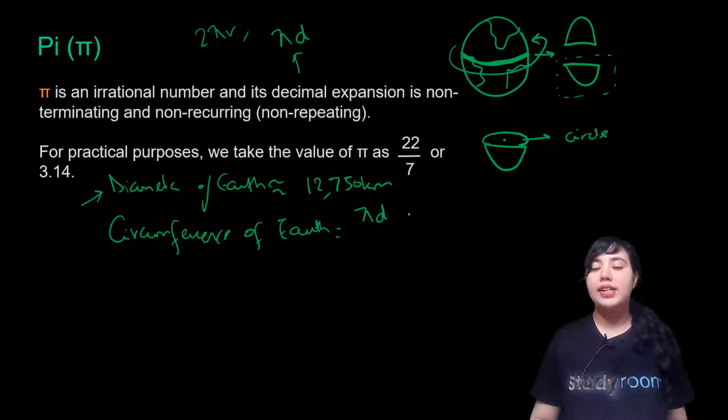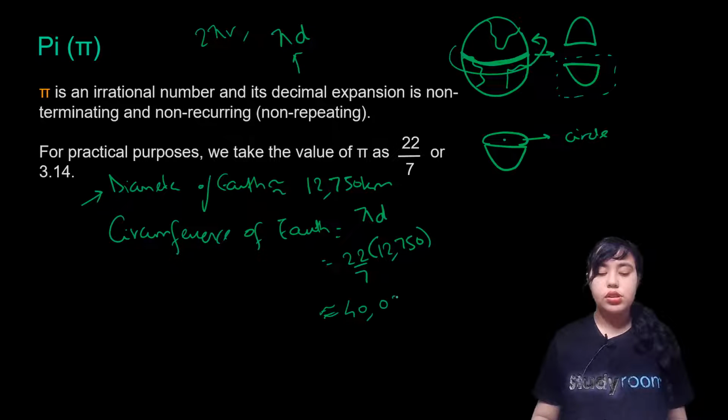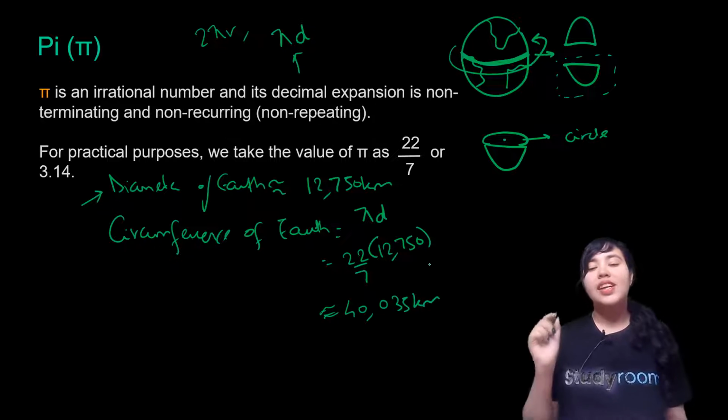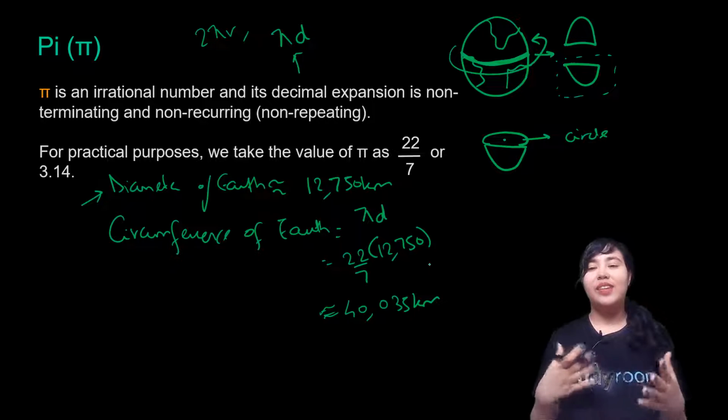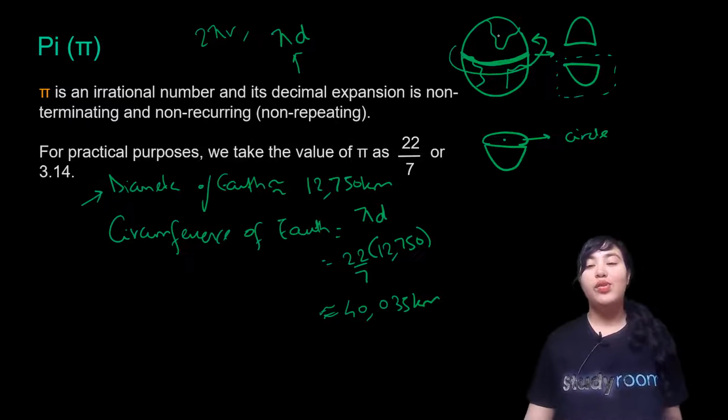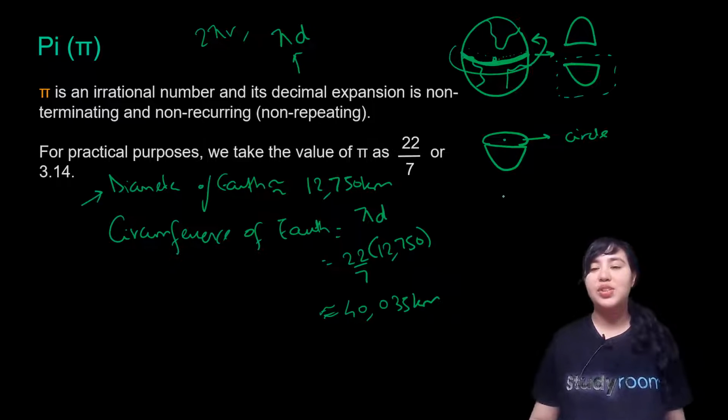So pi d. Let me take pi as 22/7. You can take 3.14 as well. And the diameter, you just multiply it with that, 7 into 12,750. When you solve this, your answer would be roughly 40,035 kilometers. So see, that's why it takes very long for you to go on a world tour, or if you literally go from one point on the earth, cross every mile and then return to the same point, it will take you very long because this distance is actually huge.